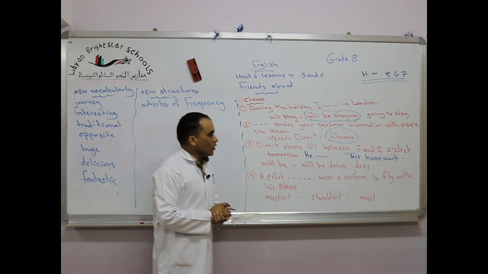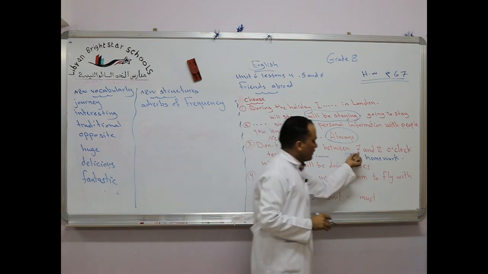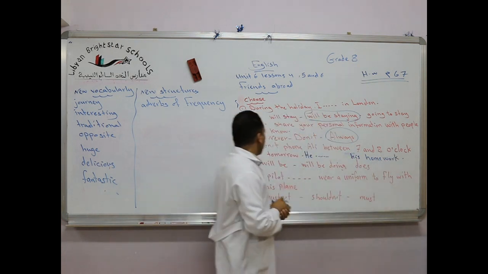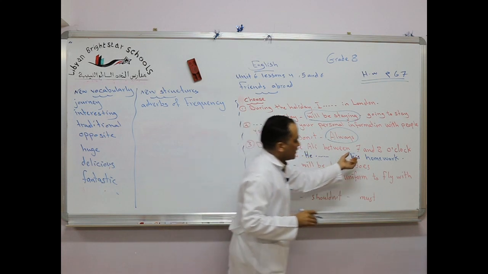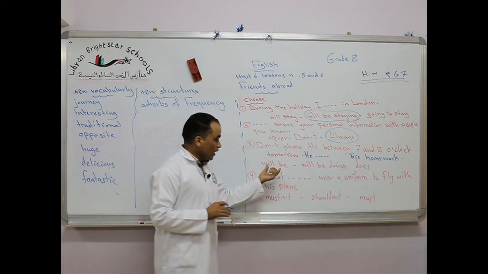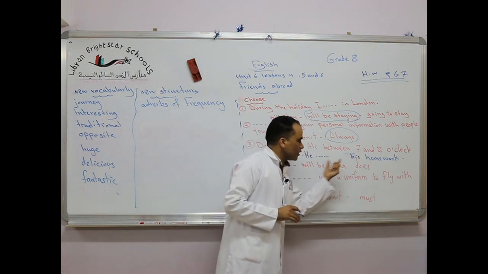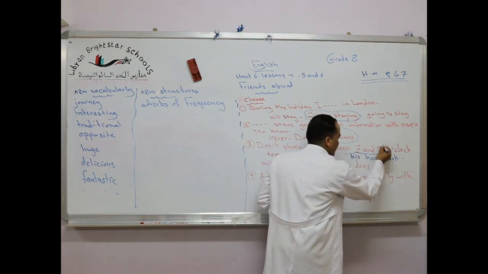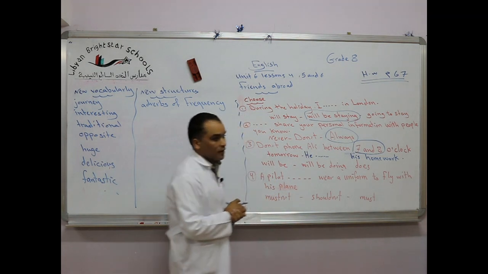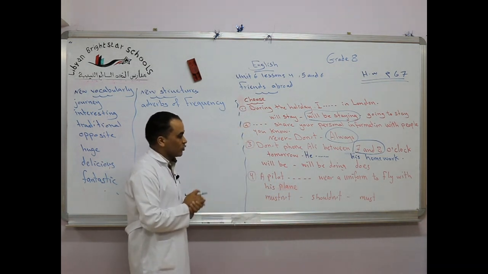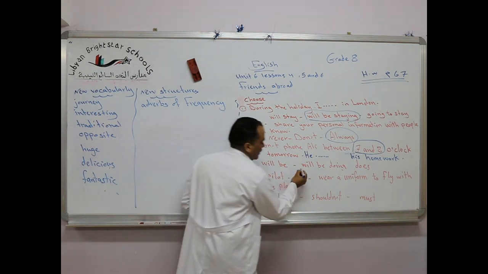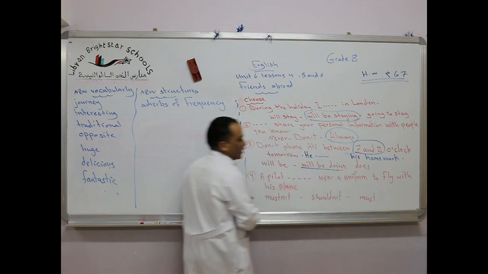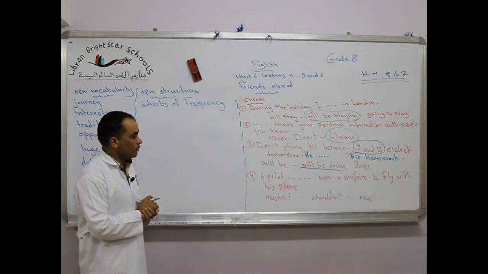Number 3, don't phone Ali between 7 and 8 o'clock tomorrow. He space his homework. He will be, or will be doing, or does. There is a specific time in the future, between 7 and 8 o'clock. So we are talking about a specific time in the future. The correct answer is will be doing.